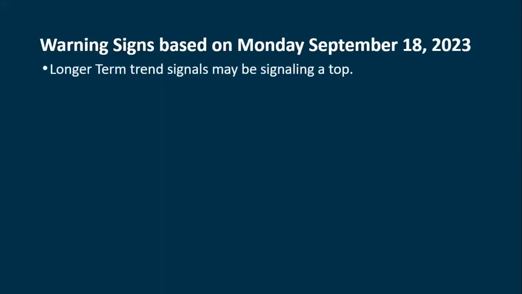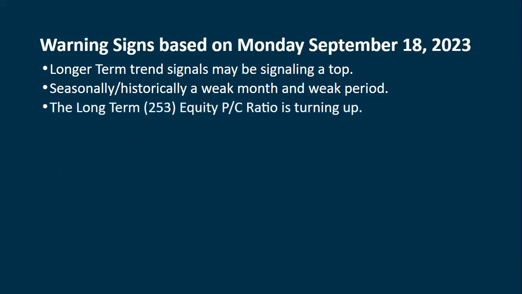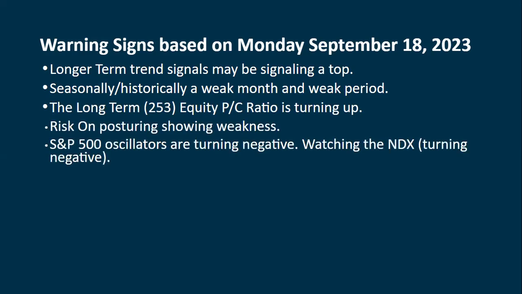So the warning signs, we do have our long-term trend signals. I'm sorry, we're still below those trend lines. And we're coming into a weak month and also a weak period of a weak month. The equity put call ratio is turning back up. That's negative. The risk on posture is showing more weakness. The S&P 500 oscillators are turning negative. The NASDAQ 100 oscillator that we're watching is also turning negative.